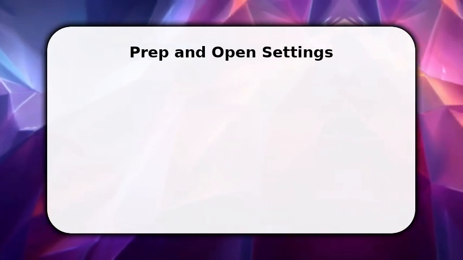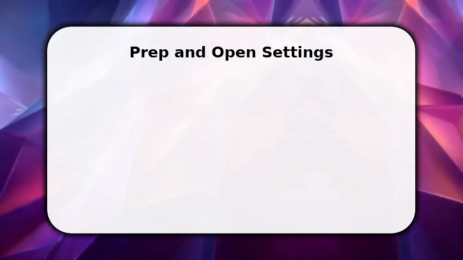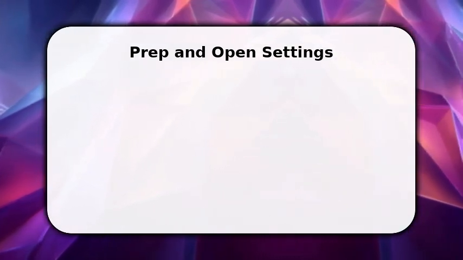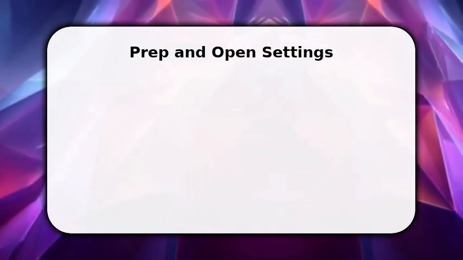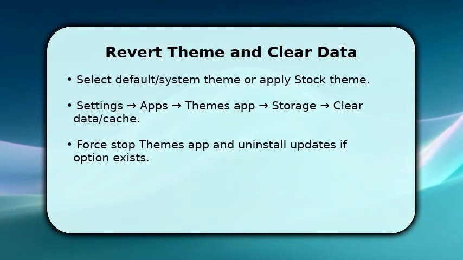Now locate the active theme preview. This is where you begin reversing the theme. Pause here only to confirm backup and account access before moving to theme controls. You select the stock or default theme and apply it. This immediately restores core visuals.